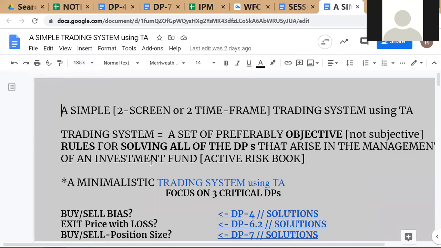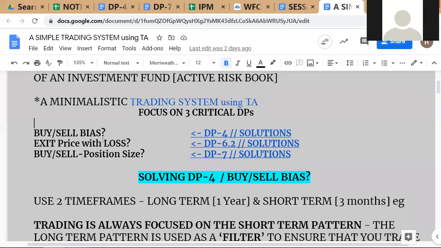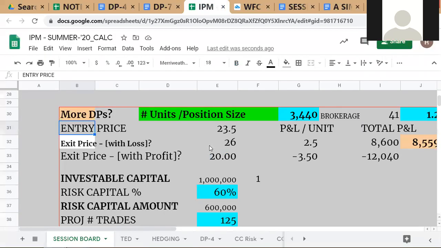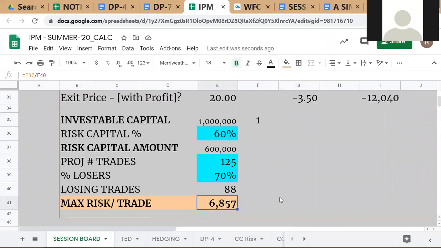So in the simple trading system, we have made some assumptions about this. We just made an assumption about DP4. We're going to have a sell bias in this example of Wells Fargo. Exit price with loss. Okay, entry price, we have to make a decision. We are already going to make that decision about going short at market, which we did. We made the decision about the exit price. So we entered that information, right? And we see that the P&L per unit is 2.5. Okay, and now we have to bring in the information about the maximum risk per trade, right?